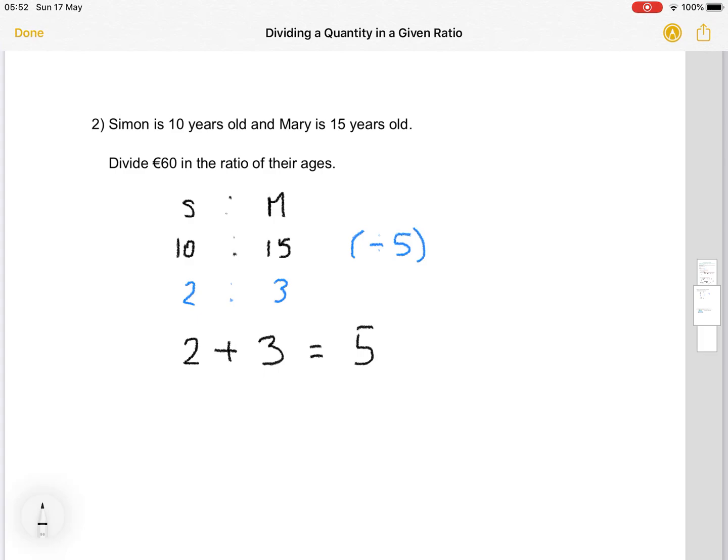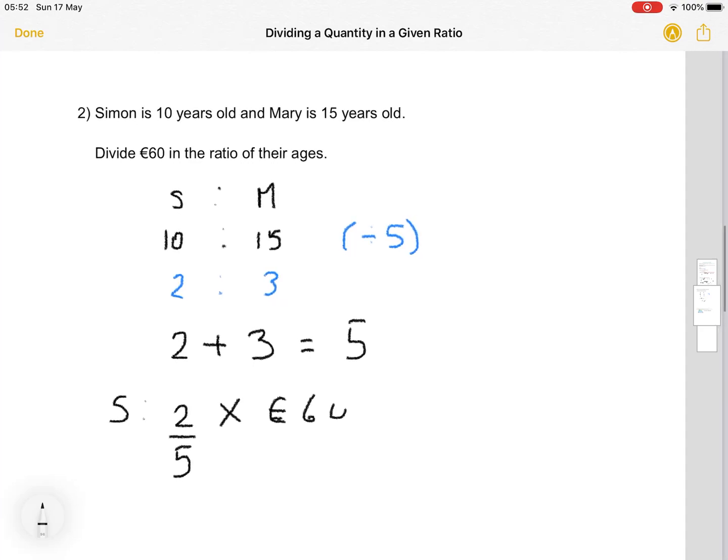Then I take the first part of the ratio, which is 2. We're saying Simon, because that's the part of the ratio belonging to Simon. 2 out of a total of 5 multiplied by 60 euro, because I need to divide 60 euro. I can cancel the 5 with the 60. 5 into 60 goes 12, and 12 times 2 is 24 euro.